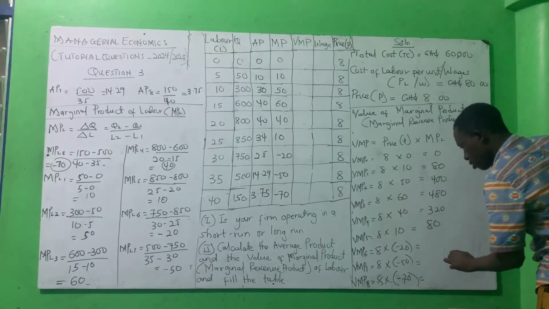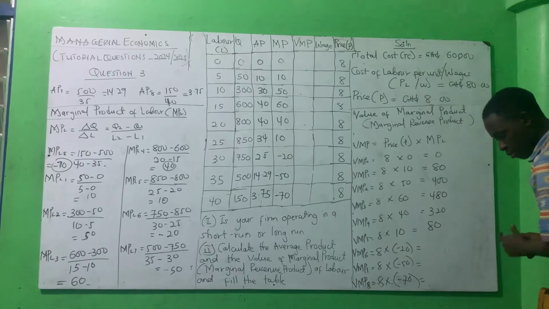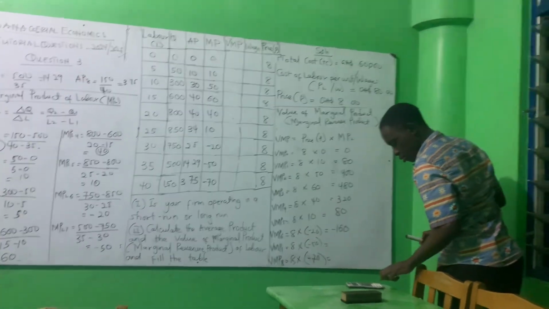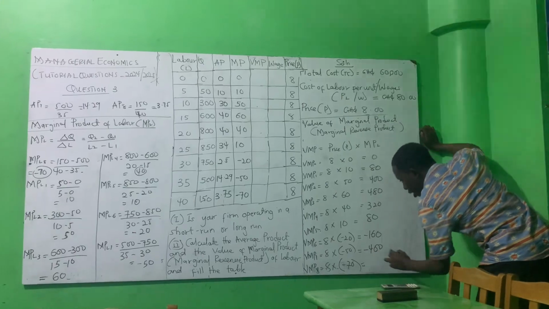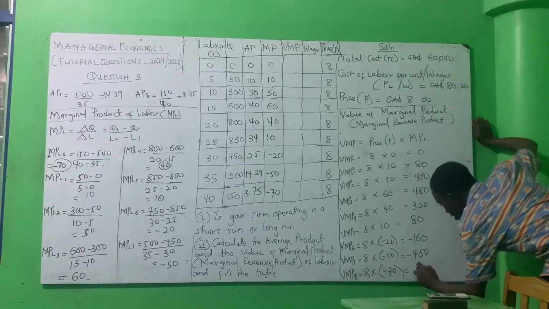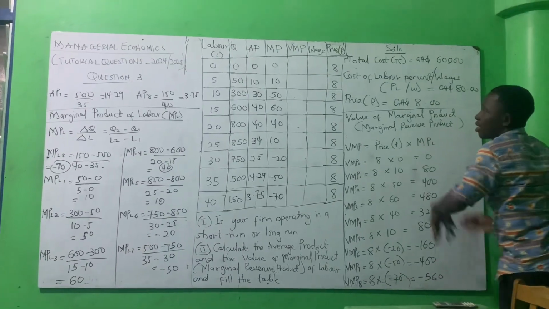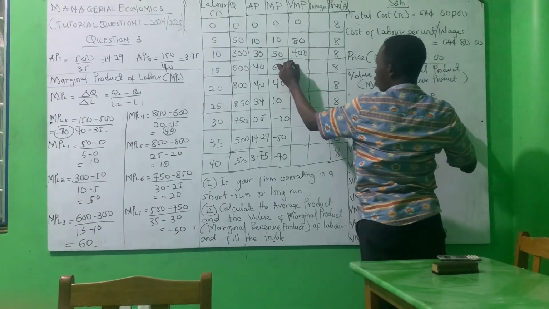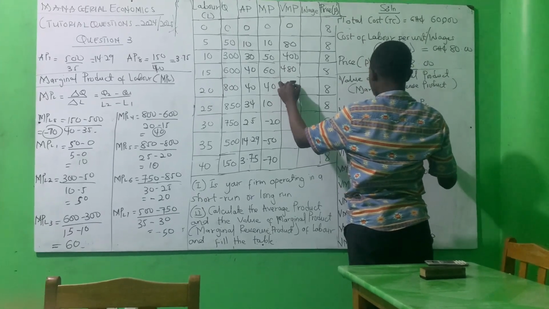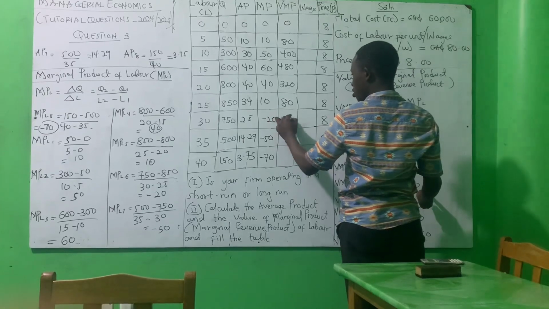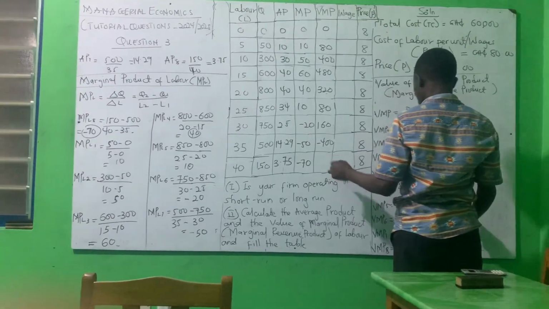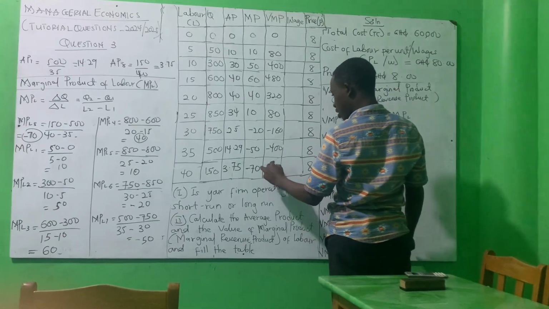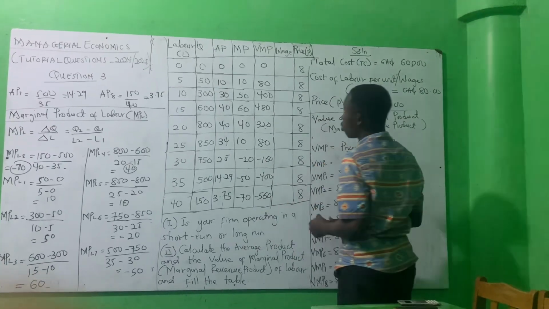8 times 10, this is 80. 8 times 20 is 160, but it's negative. So negative 160. 8 times 50 is 400, but it's minus. So minus 400. 8 times 70 is 560, but it's negative. So negative 560. We then fill it in the column. So this is 0. This is 80. This is 400. This is 480. This is 320. This is 80. This is minus 160. This is minus 400. That is minus 560.